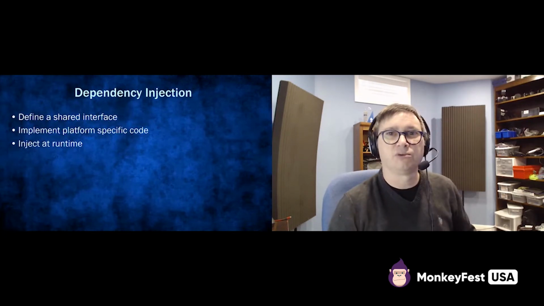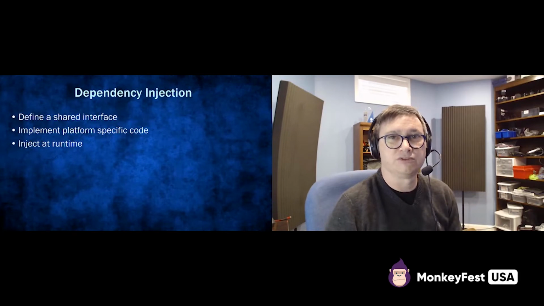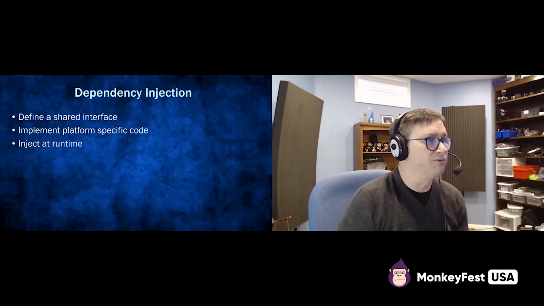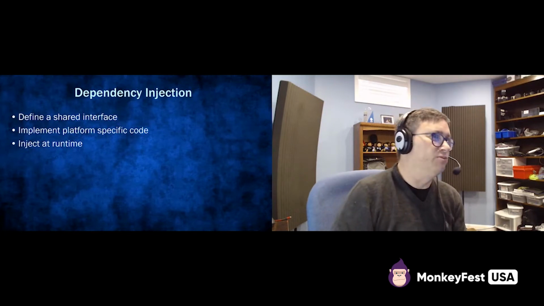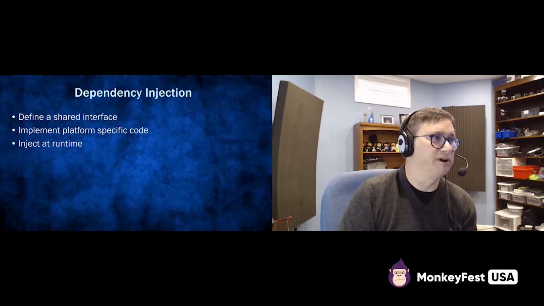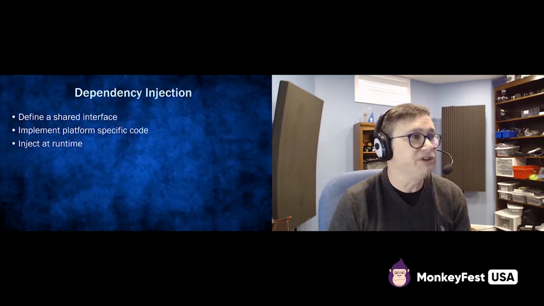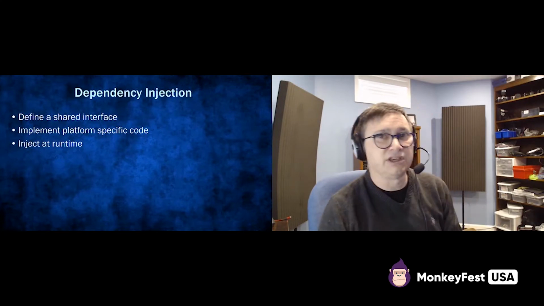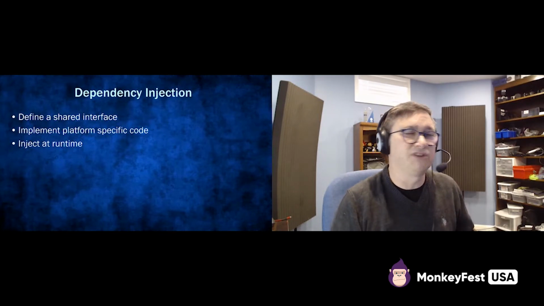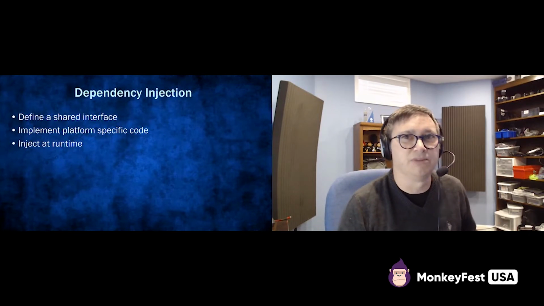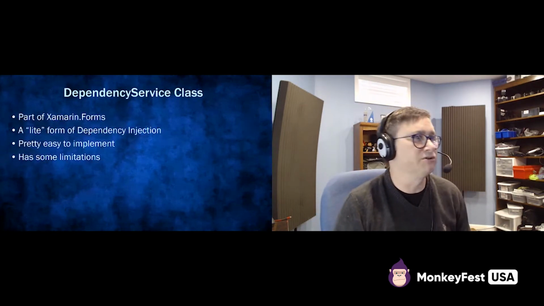Out of the box in Xamarin.Forms, we get something called the DependencyService class. It's part of Xamarin.Forms. It's a light form of dependency injection. There are a few things that are missing or are a little difficult to work with out of the box. It's really easy to implement. And it does have some limitations, like a default constructor and the lifetime of the objects, all of which you can get at, but it's not readily exposed.